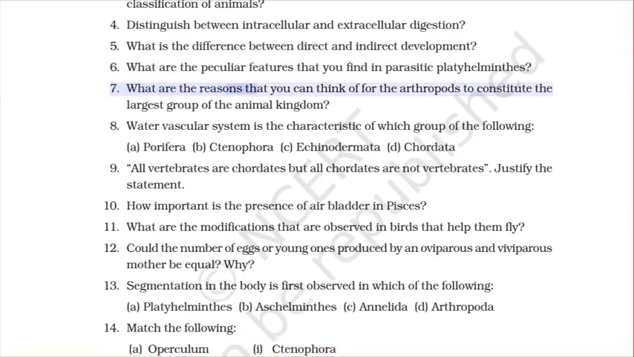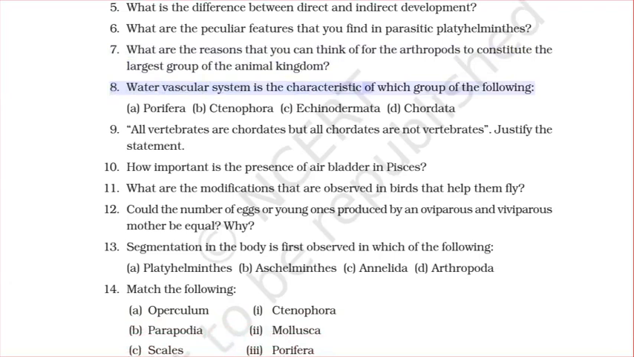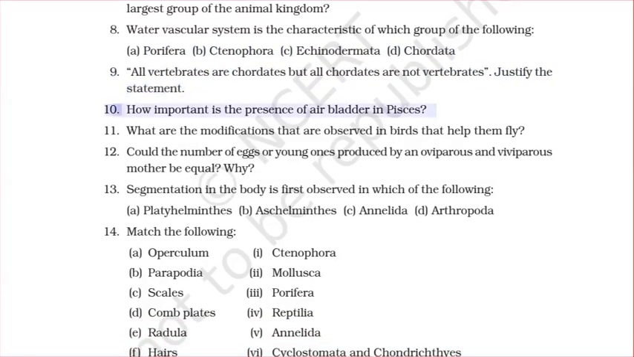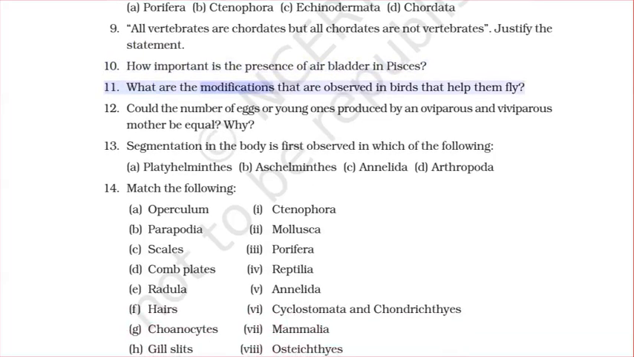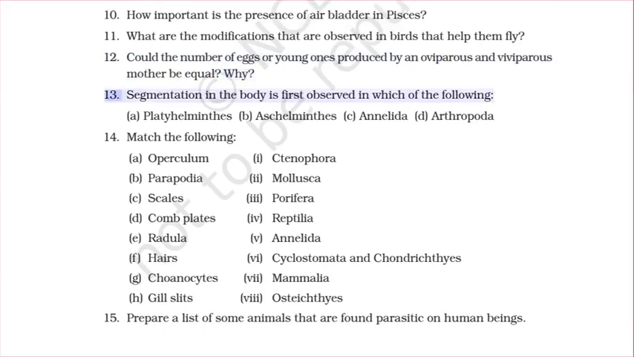7. What are the reasons that you can think of for the arthropods to constitute the largest group of the animal kingdom? 8. Water vascular system is the characteristic of which of the following groups? A. Porifera, B. Ctenophora, C. Echinodermata, D. Chordata. 9. All vertebrates are chordates, but all chordates are not vertebrates. Justify the statement. 10. How important is the presence of air bladder in Pisces? 11. What are the modifications that are observed in birds that help them fly? 12. Could the number of eggs or young ones produced by an oviparous and viviparous mother be equal? Why?